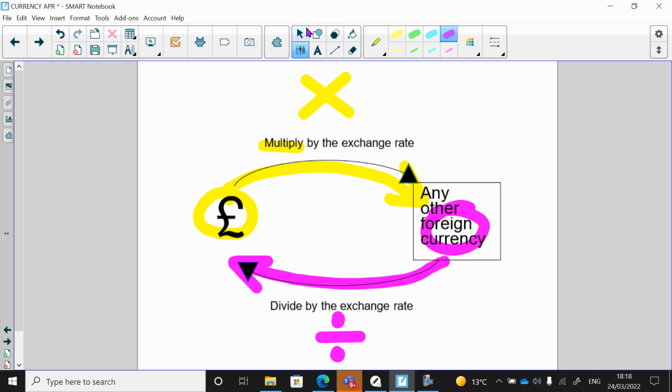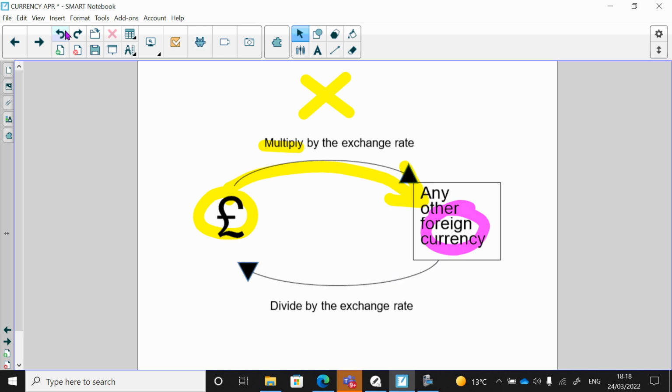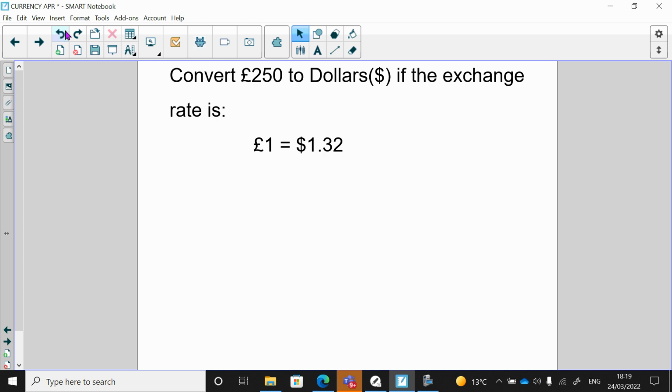This will work with any other currency that you want to talk about, whatever you want to consider as your base currency. So let's just tidy that up here. Let's go through a few examples, just to clarify that.